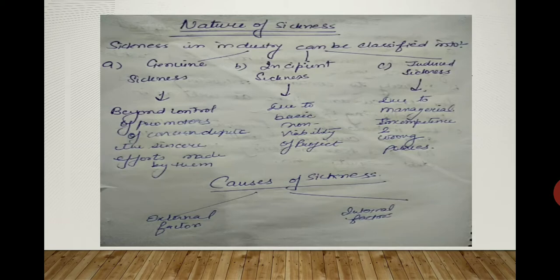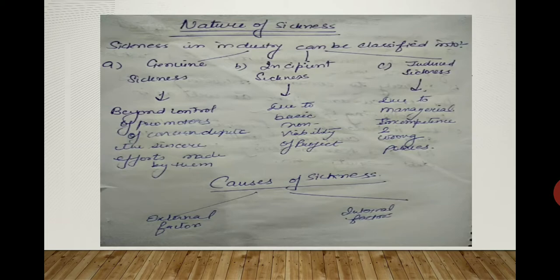Here the divisions of industrial sickness have been made. Number one is genuine sickness, second is incipient sickness, and the third one is induced sickness. When we talk about genuine sickness, it means that despite our best efforts, giving the best out of us in order to rectify the problematic, turbulent situations, the situation is uncontrollable and is not being controlled by any means. So that is genuine sickness.